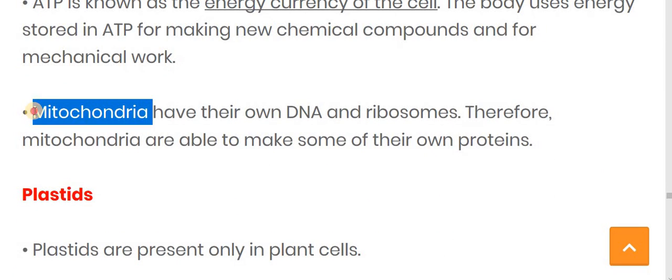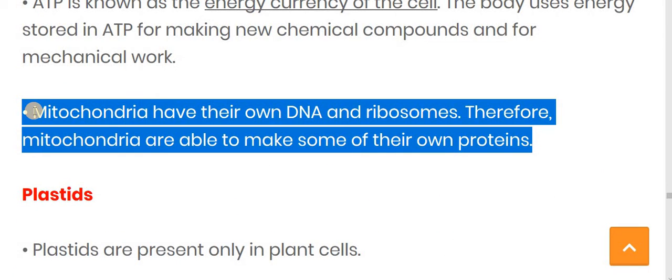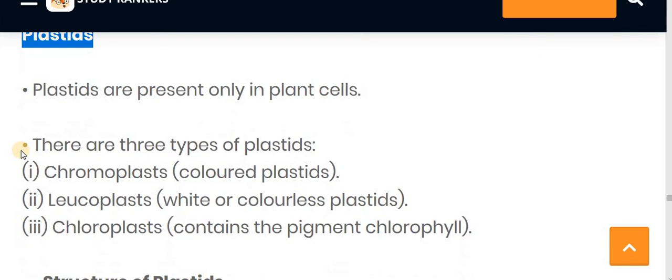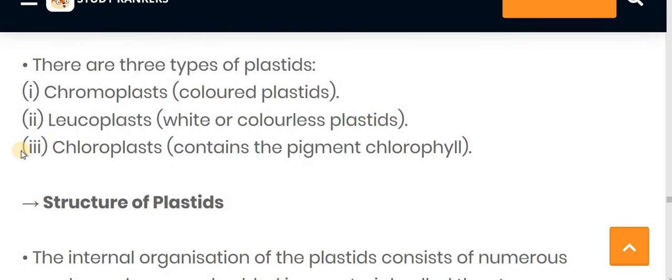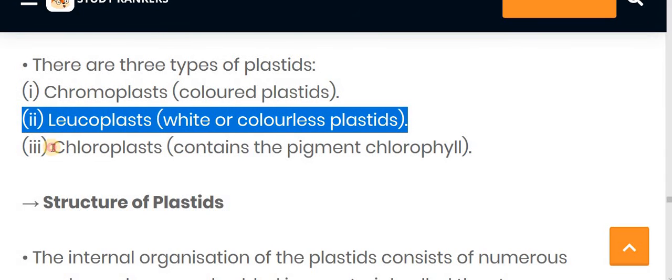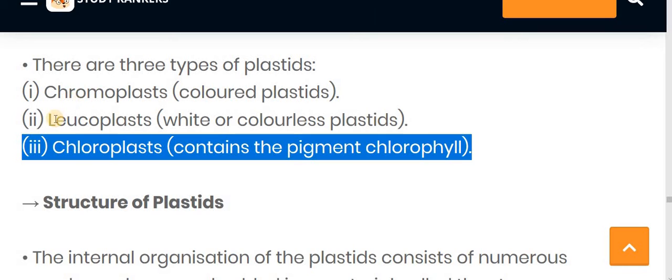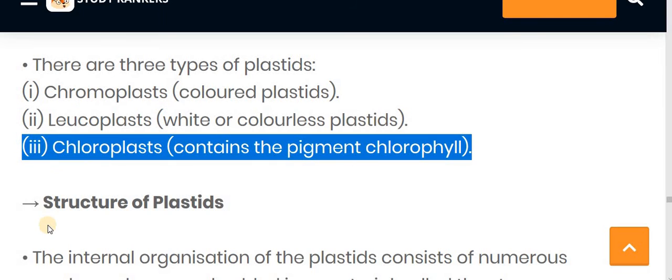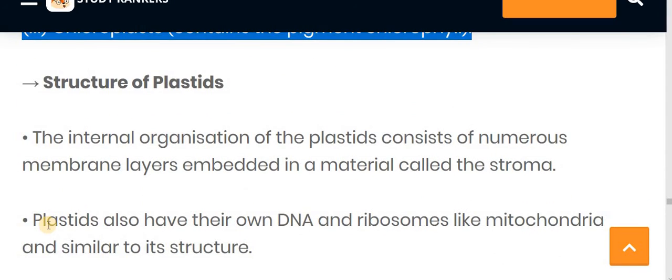Another most important point is that mitochondria have their own DNA and ribosomes. Therefore, the mitochondria are able to make some of their own proteins. Now the next is the plastid, which we already saw in this video. Plastids are present in the plant cell, and according to appearance they are divided into three types: chromoplast, leucoplast and chloroplast. Chromoplast is a colored plastid, whereas leucoplast is colorless, or you can say white in color, and the chloroplast is green in color due to possessing chlorophyll.